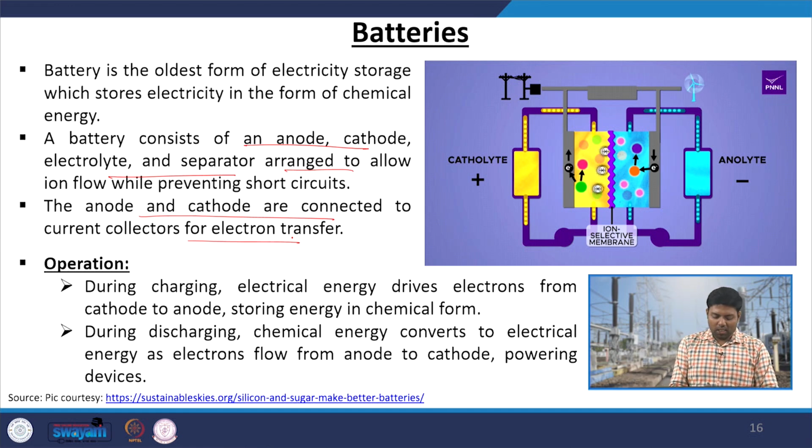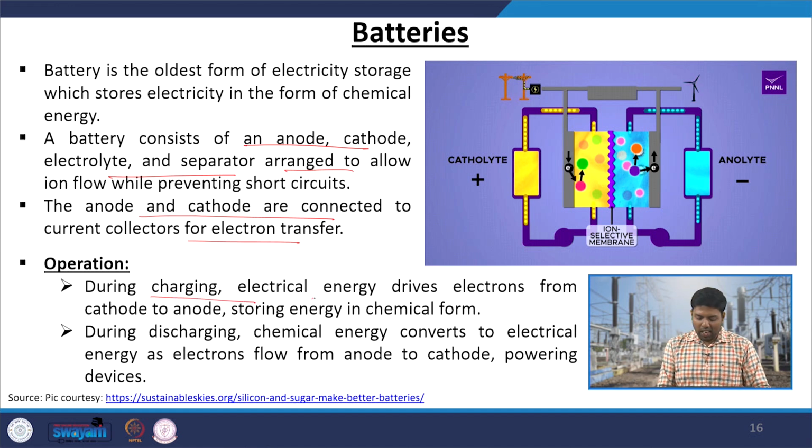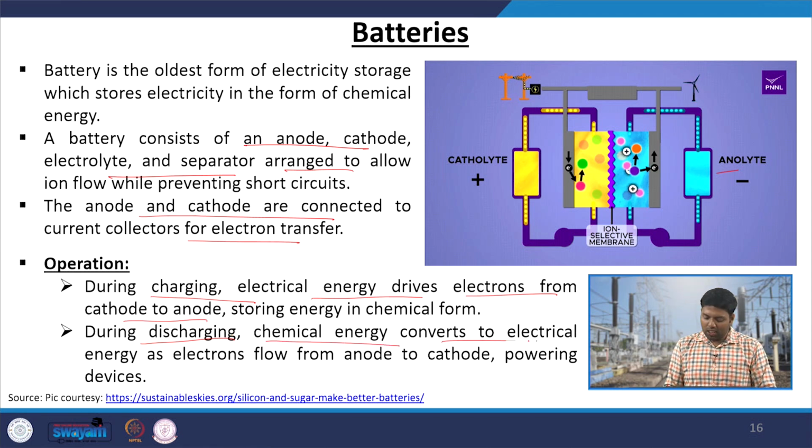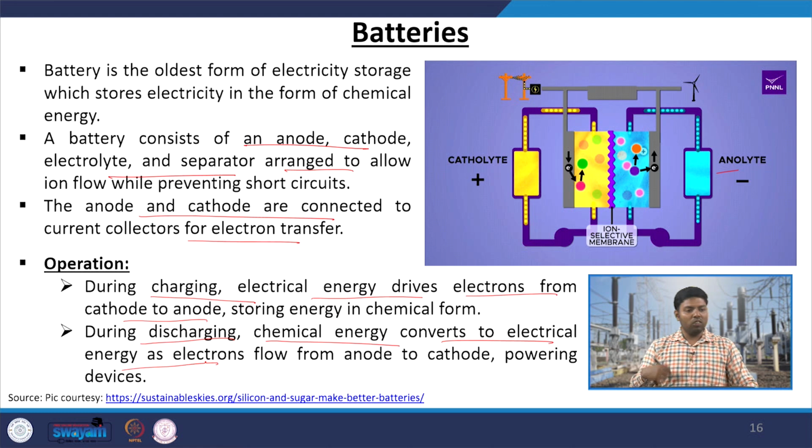So, the operation is, during the charging operation, electrical energy drives the electron from the cathode to anode. Anode means it is a negative potential. So, the electrons will go there and they will store. Then at the discharging time, your chemical energy converts to electrical energy, that means it will release the electrons and that will go from anode to cathode side, and that will then go back to the main grid.